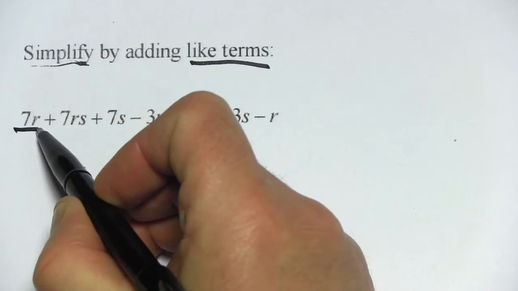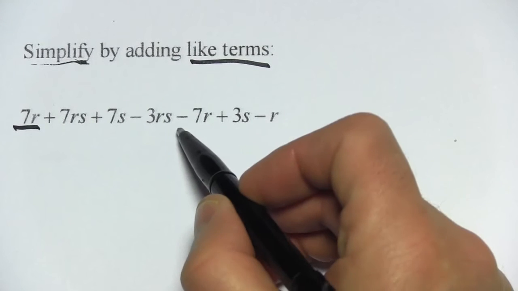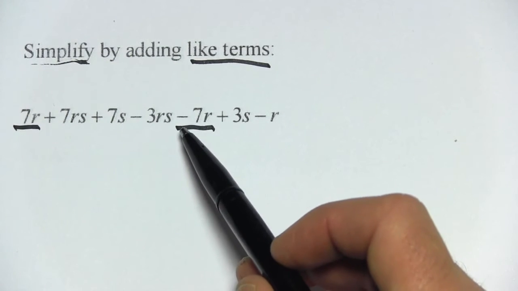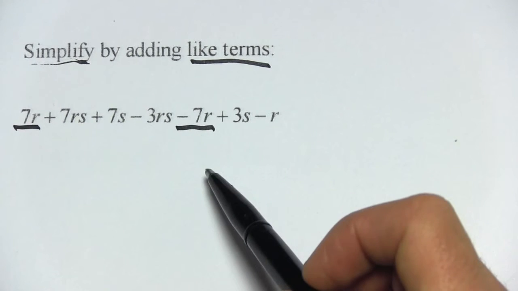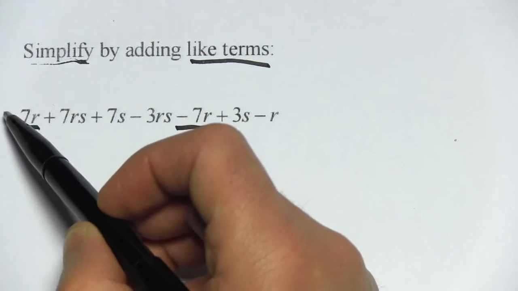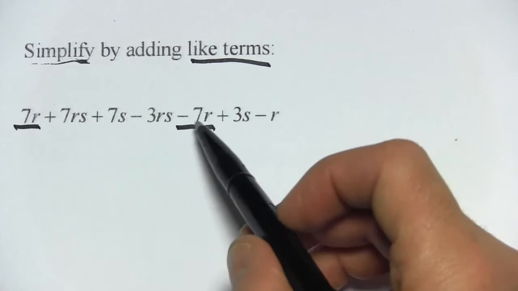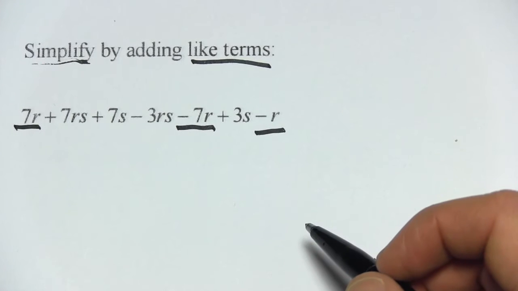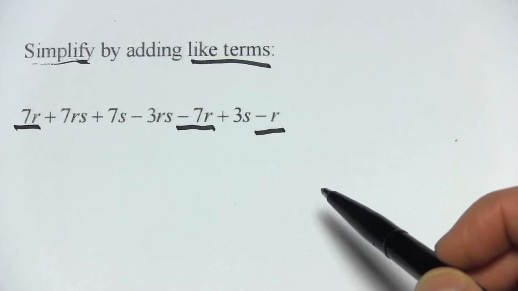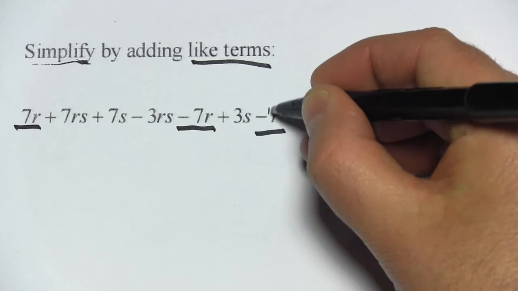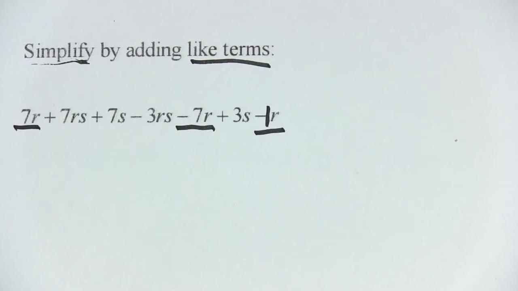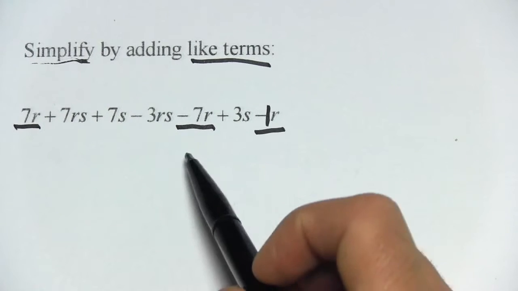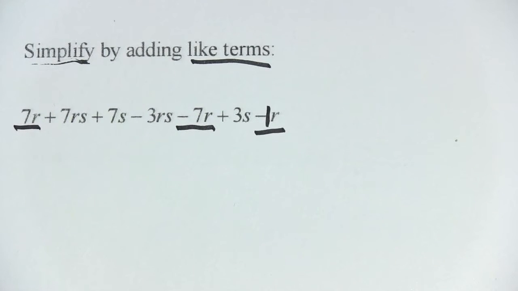So here's 7r. If we look all the way down here, we have a negative 7r, and it's really important to pay attention to the sign right before it. That's part of the term. So this is a positive 7r. It doesn't have a sign because it's the first one, but that's a positive. And here's a negative 7r. Oh, and here is a plain old negative r. When you see just the letter by itself, you should think of this as 1. That's the number. We don't write it, but that's how many r's there are. There's 1 r there. There's 7 r's there.